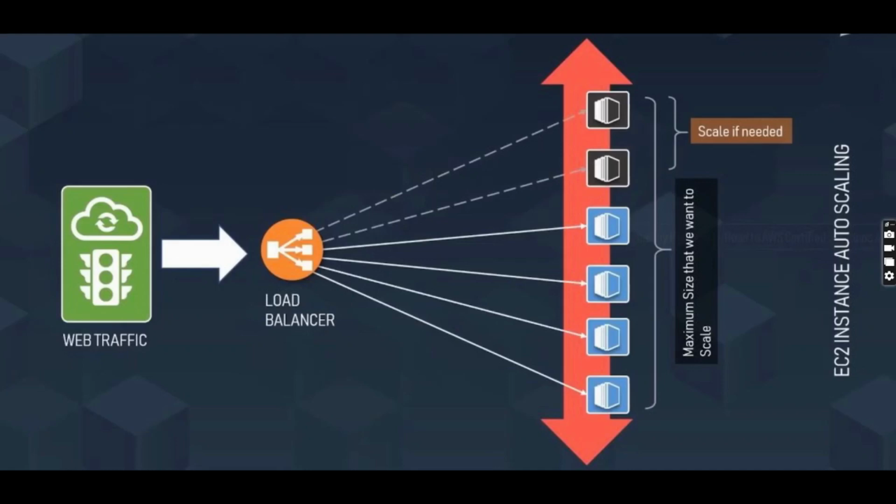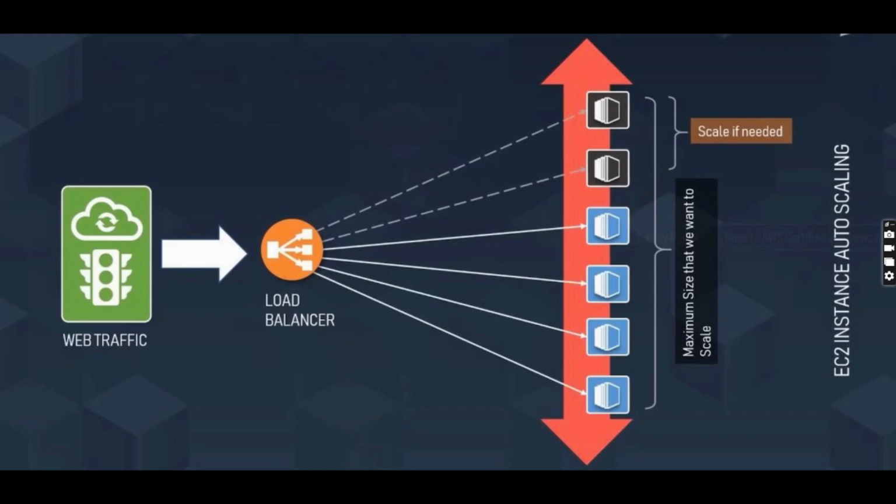Today in this demo we'll see how to use auto scaling and load balancers together. So in this diagram you can see the traffic is coming from the internet and that is coming to the load balancer, and that traffic is being distributed to 4 EC2 instances right now.